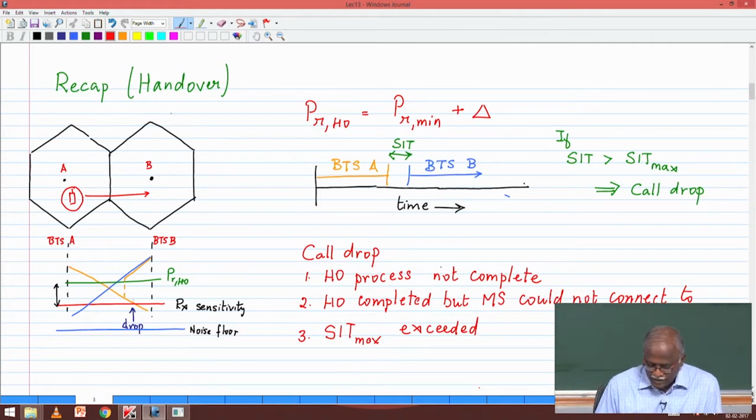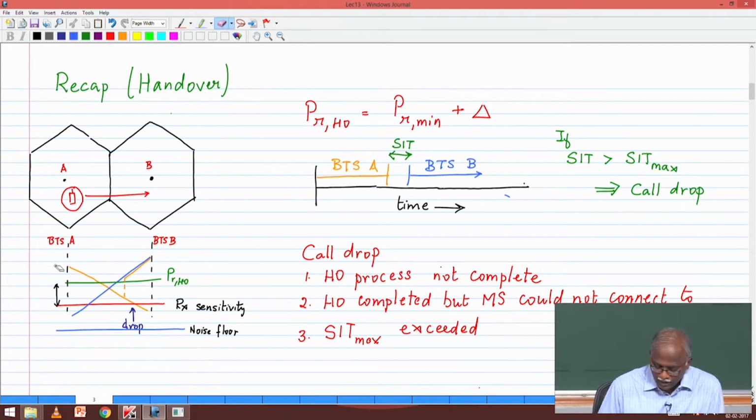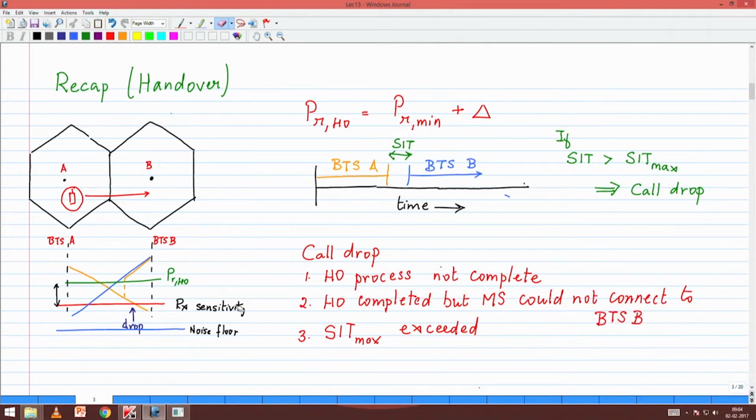The orange signal gives us the decay of the signal as you go from base station A towards base station B, and there is a receiver sensitivity level below which the call will drop. That's the dropping point, but well before that you want to make sure that the handoff occurs. So we define a parameter known as the handoff threshold, and using PR min plus the handoff threshold tells us when you have to start looking for candidate base stations to hand off to.